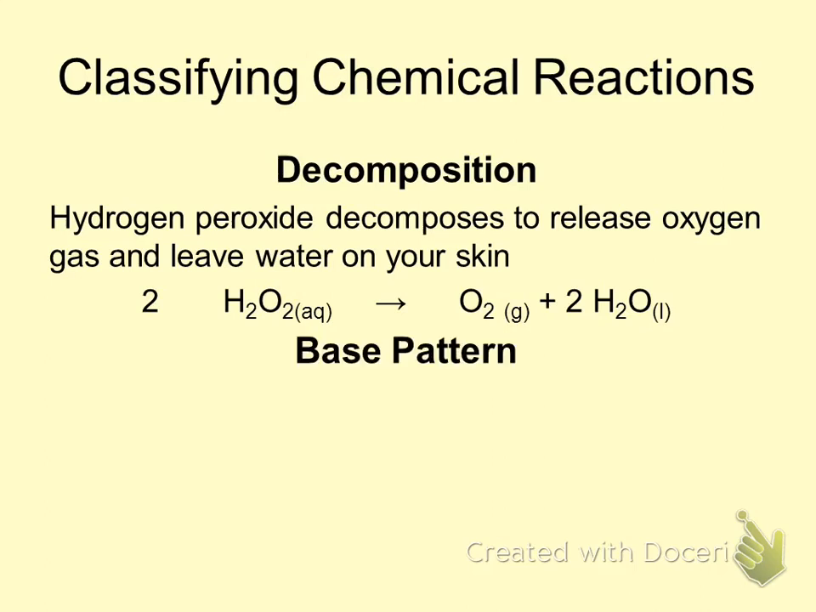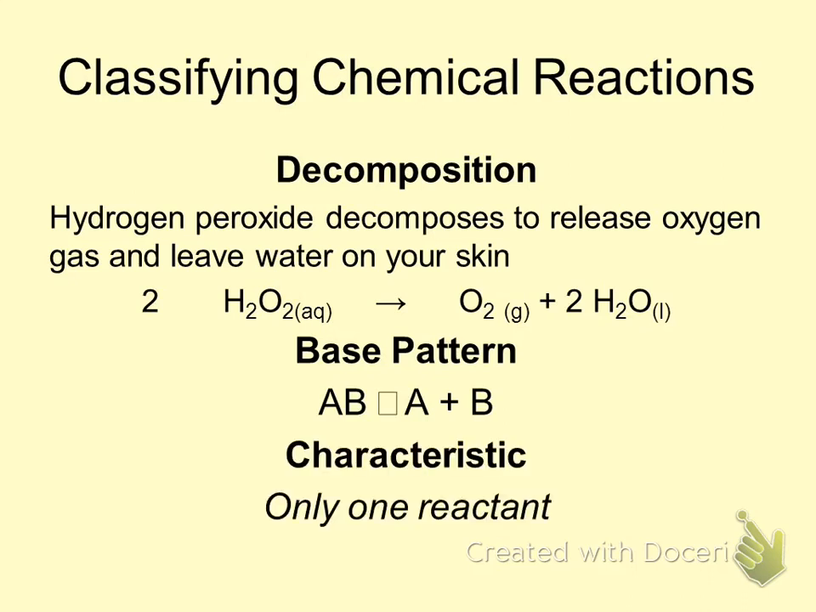Our base pattern for our decomposition reaction will be AB yields, that's supposed to be an arrow, A plus B. So I start off with one compound, and then I break down into however many parts come after that. Our main characteristic is that for a decomposition reaction, there will always be only one reactant. This is something we want to keep in mind, so we can understand and see that this one is definitely decomposition.